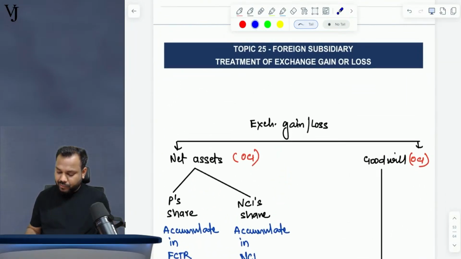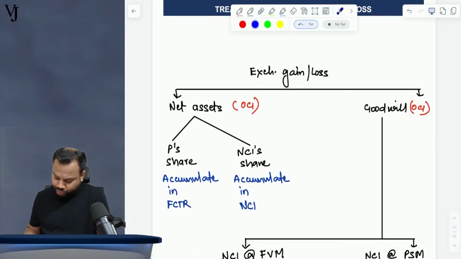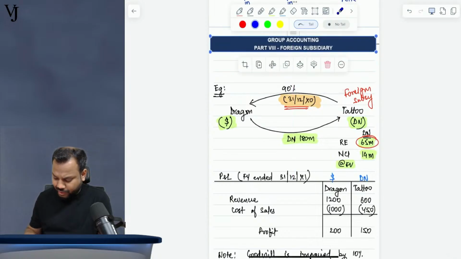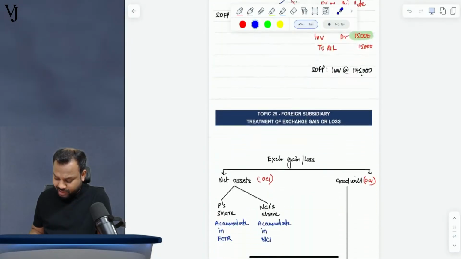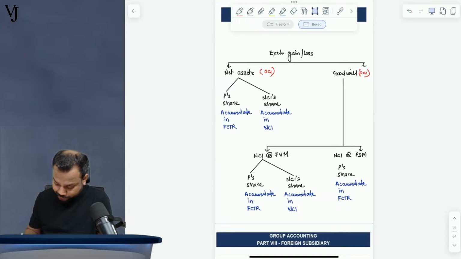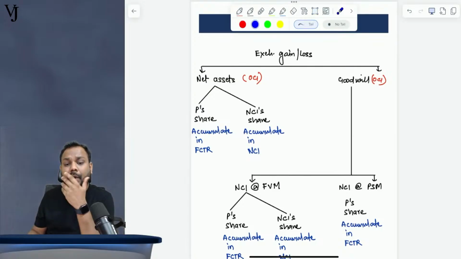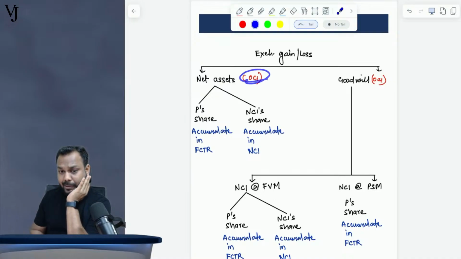Okay, now treatment of foreign subsidiary. Here, I don't want to discuss the entire question, but for your sake of understanding, I have solved the entire question on foreign subsidiary and given it to you in your notes. I just want to discuss the part where students make mistakes, the treatment of exchange gain or loss. When you solve a question on foreign subsidiary, you will get two exchange gain or loss, one on the net assets, one on the goodwill. Whatever exchange gain or loss is for that period goes to other comprehensive income.